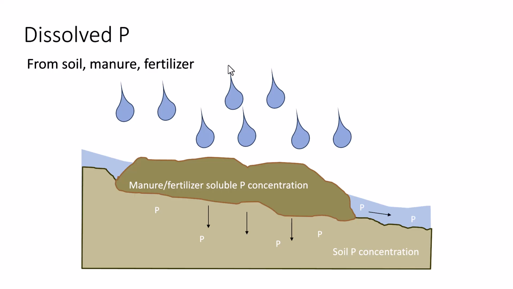Next, we can think about dissolved phosphorus, and here I have an image to help us think through the different parts of this. So you can see I have these raindrops falling on my field, and that is the precipitation. And then we have three different potential sources of dissolved phosphorus in the field. So that rainwater has to interact with some source of phosphorus in order to dissolve it and then carry that dissolved phosphorus in the surface runoff.